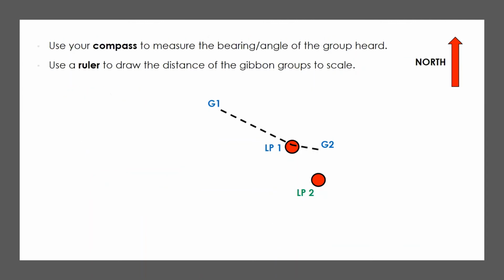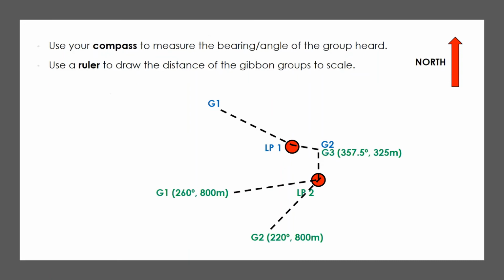And exactly like we did before, so for listening post two, we can put on the three different groups heard in relation to each of their bearings and their distance. And what you can already start to see is that listening post one, group two, and listening post two, group three, are meeting. And that is exactly what we want to see. We want to see some triangulation.